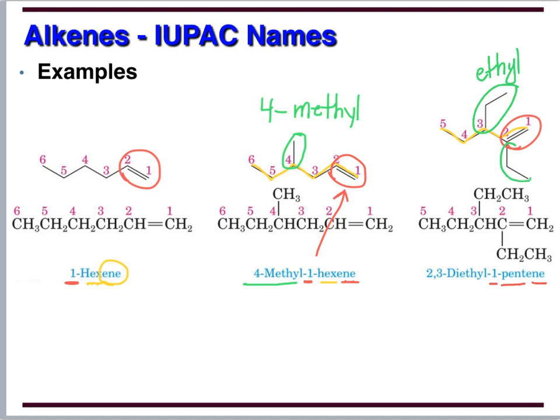And I've got another 2-carbon chain here, so that's also ethyl. So now I know I have to have diethyl because there are 2 identical branches. It's hard to see under my writing here, but those occur at 2 and 3. So the name is going to be 2,3-diethyl-1-pentene.